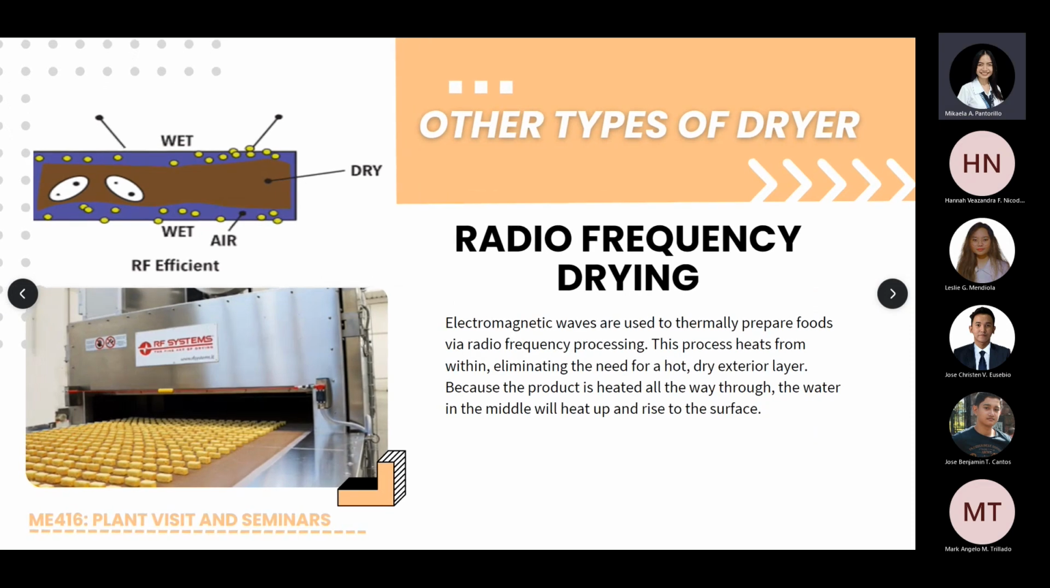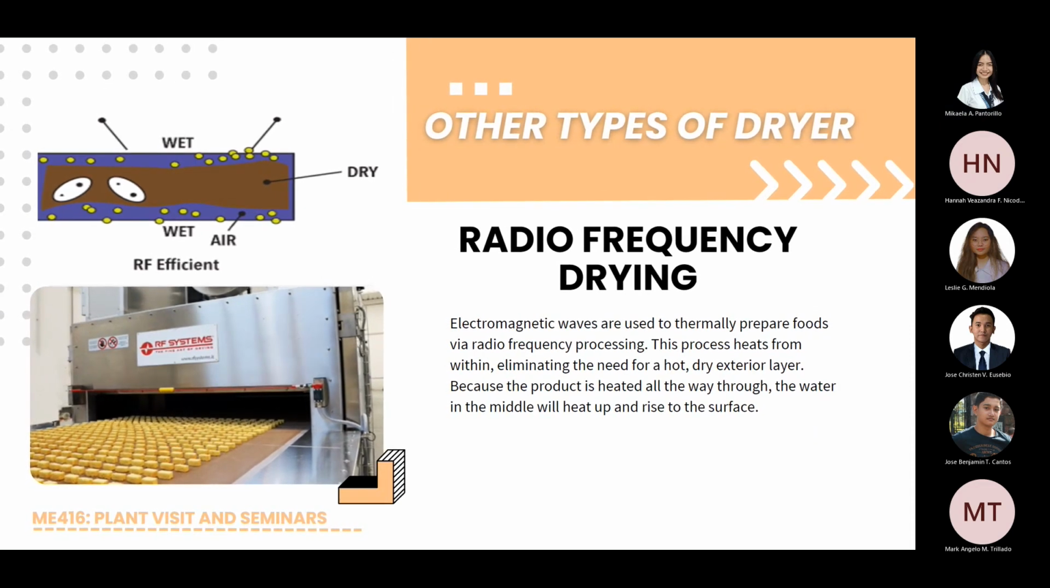Radio frequency drying. Electromagnetic waves are used to thermally prepare foods via radio frequency processing. This process heats from within, eliminating the need for a hot, dry exterior layer. Because the product is heated all the way through, the water in the middle will heat up and rise to the surface. Radio frequency dried items are generally hot and dry on the interior and cooler and wetter on the exterior due to the heat losses at the surface. And that's all for the different methods of drying.